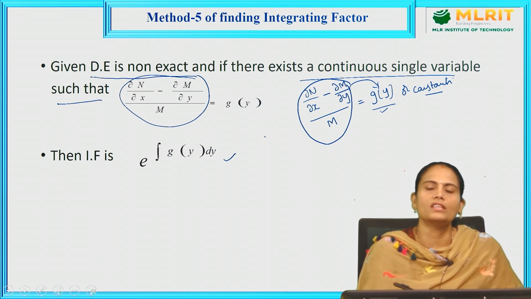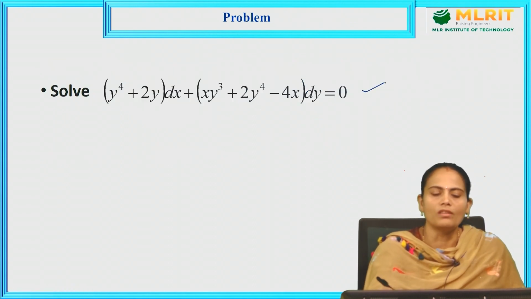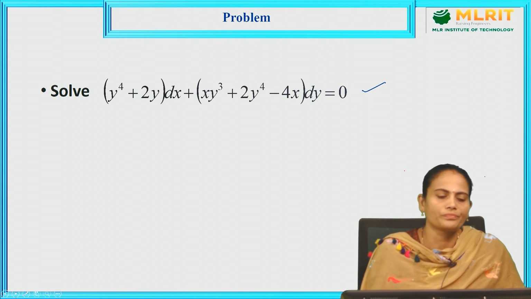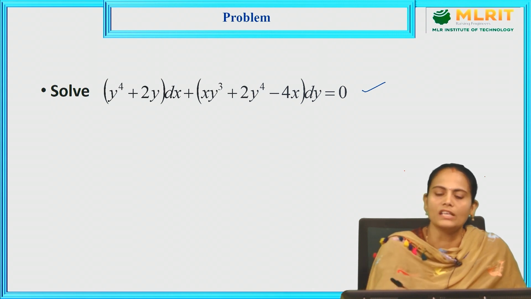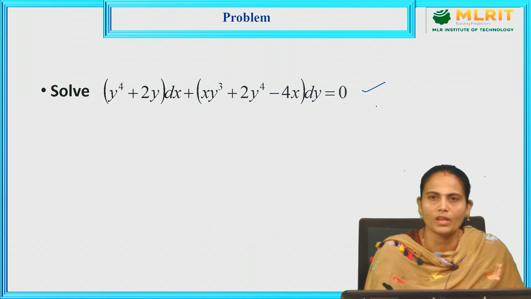Now let us see the problem. Solve (y^4 + 2y) dx + (xy^3 + 2y^4 − 4x) dy = 0. Then how can we solve this differential equation? Now see the steps to follow.